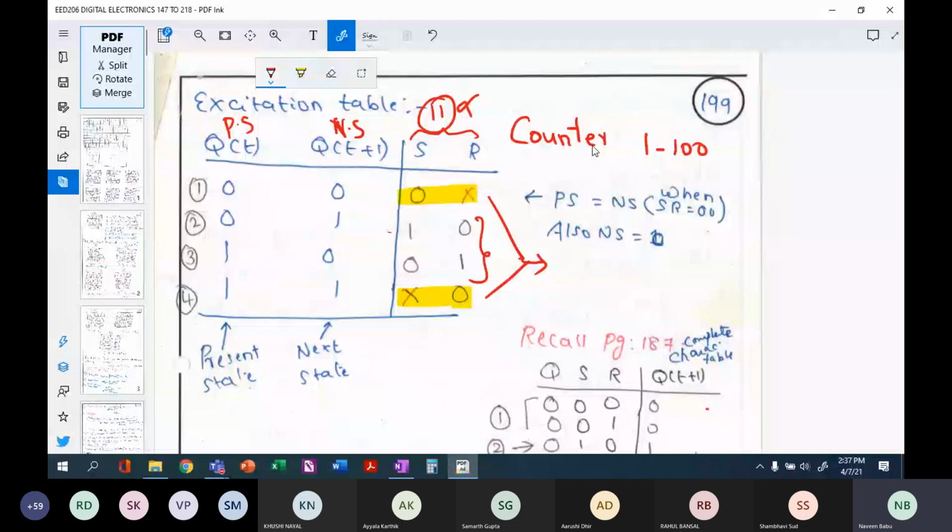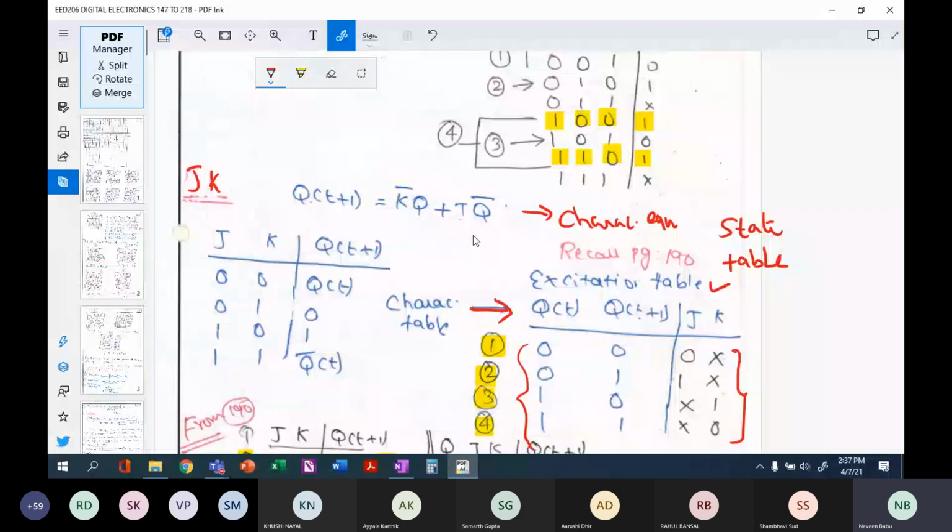Which means that if I want to implement a counter, I can use either an SR flip-flop or a JK flip-flop. But out of these two, which is advantageous, which will give me fewer gates? The answer to this question is that the JK flip-flop will give you a simpler circuit and a lesser number of gates. Obviously, if there is a lesser number of gates, the cost of implementation will also be less.